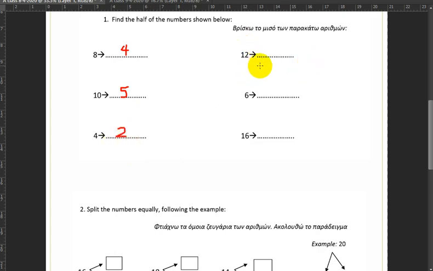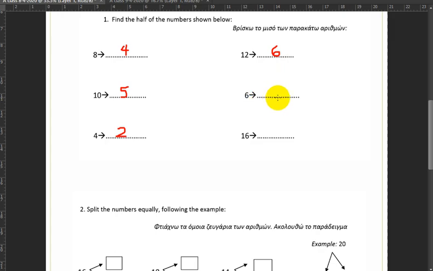Let's do 12. 1 and 1 makes 2, 2 and 2 makes 4, 3 and 3 makes 6, 4 and 4 makes 8, 5 and 5 makes 10, 6 and 6 makes 12. So the half of 12 is 6.